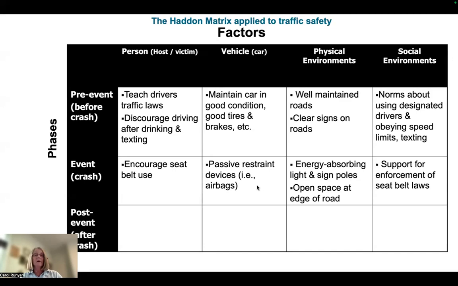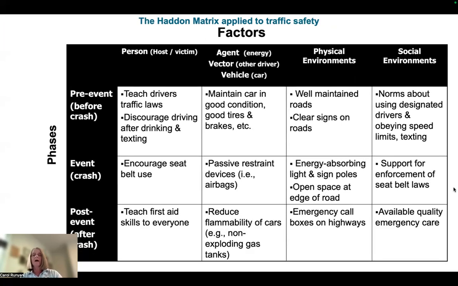Similarly, passive restraints like airbags are a modification of the car, but they have their effect at the time of the crash. They don't prevent a crash from happening. Then things about the physical environment, energy absorbing light and sign poles, open space at the edge of the road so that if one goes off the pavement, they don't immediately hit a tree, but they have some space for the car to come to a stop. The energy absorbing poles also make it so that if you do hit one of those poles, it's less devastating. And along with that, some of the policy interventions to getting support for enforcement of seatbelt and other safety laws.